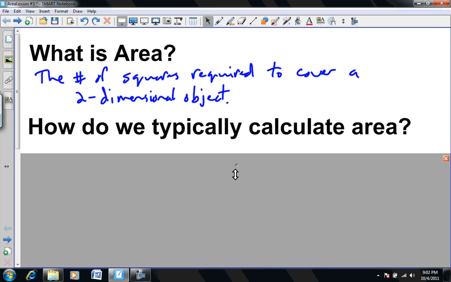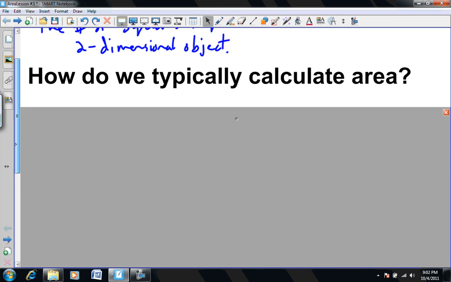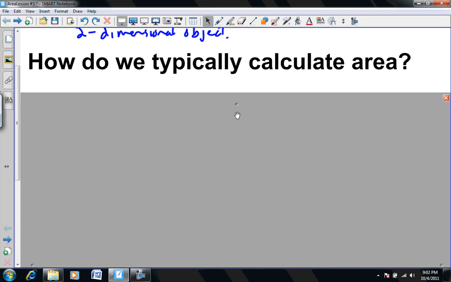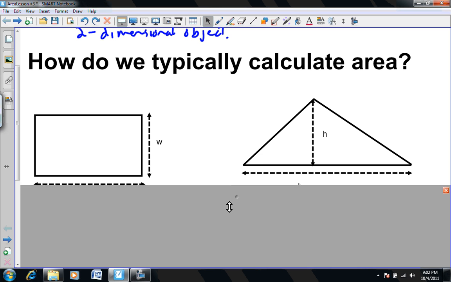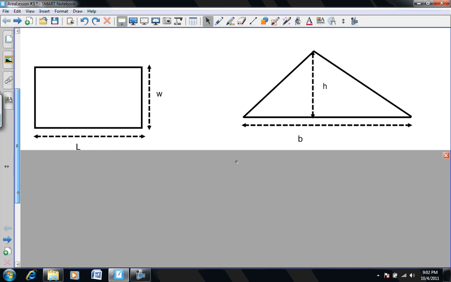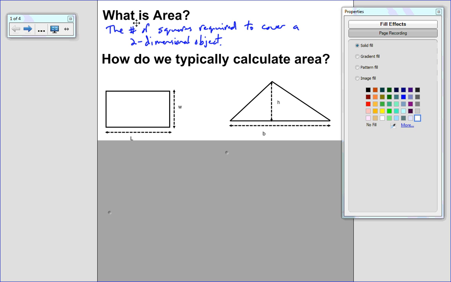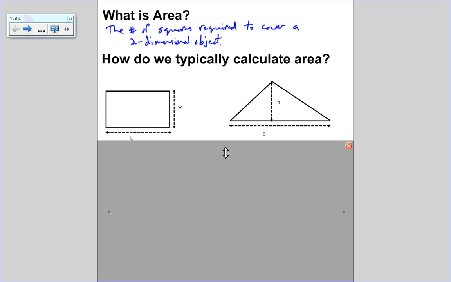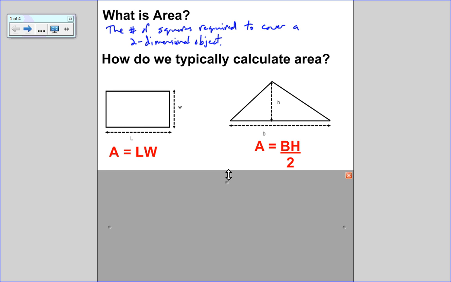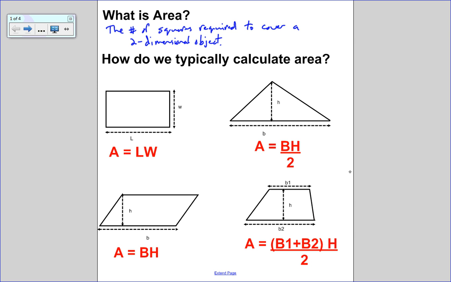So in our second lesson, we talked about how we typically calculate area, and we learned that we usually calculate area by using area formulas. And we learned a handful of very important formulas. We talked about rectangles and triangles, and we learned that the formula for the area of a rectangle is equal to length times width. The formula for the area of a triangle is base times height divided by 2. The formula for the area of a parallelogram is base times height. And the formula for the area of a trapezoid is base 1 plus base 2 times height divided by 2.